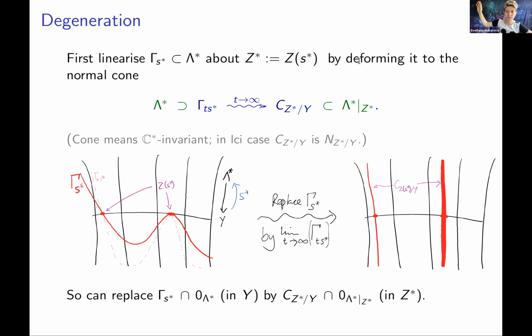Can I ask a question? Yeah, of course. So this deformation to the normal cone is replacing one cycle with another cycle, which is algebraically equivalent, right? That's right, they're rationally equivalent. Oh, rational, thank you. So that's my rational equivalence. T lies in P1, so if you take T equals 1, you get this graph, and if you take T equals infinity, you get this vertical thing.